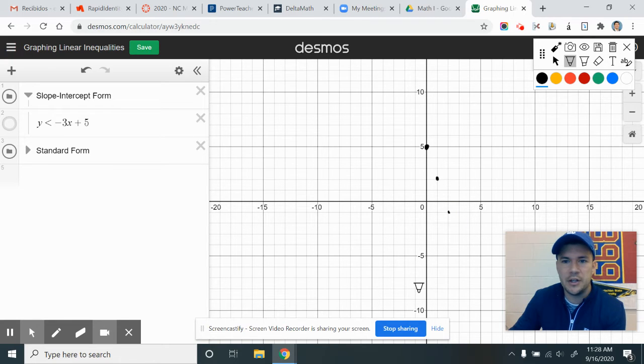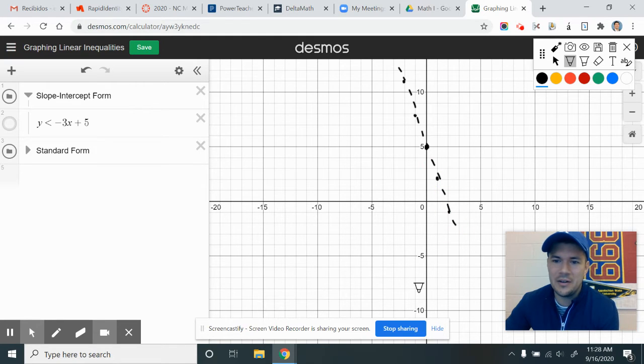Or you could do the left side and go up 3, left 1. Same concept, up 3, left 1. And you're going to get some line, a line that looks like that. And what I'm going to do is make this line dotted. The reason I'm making it dotted is because it does not say equal to.